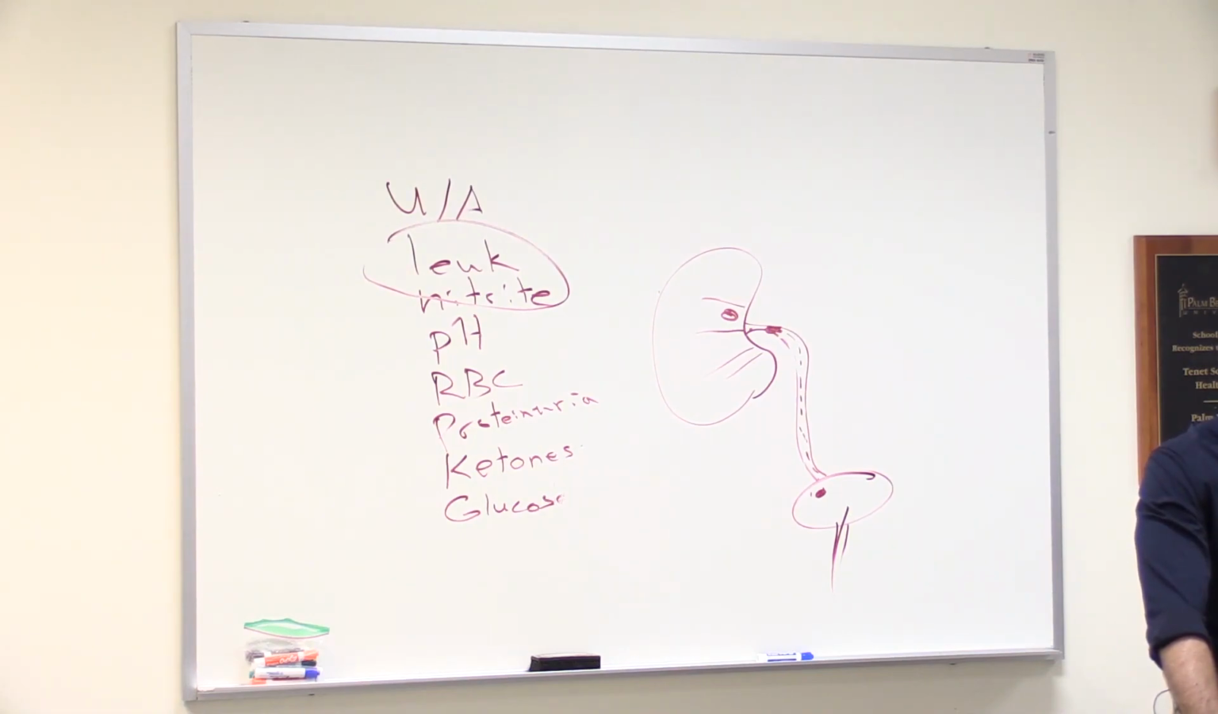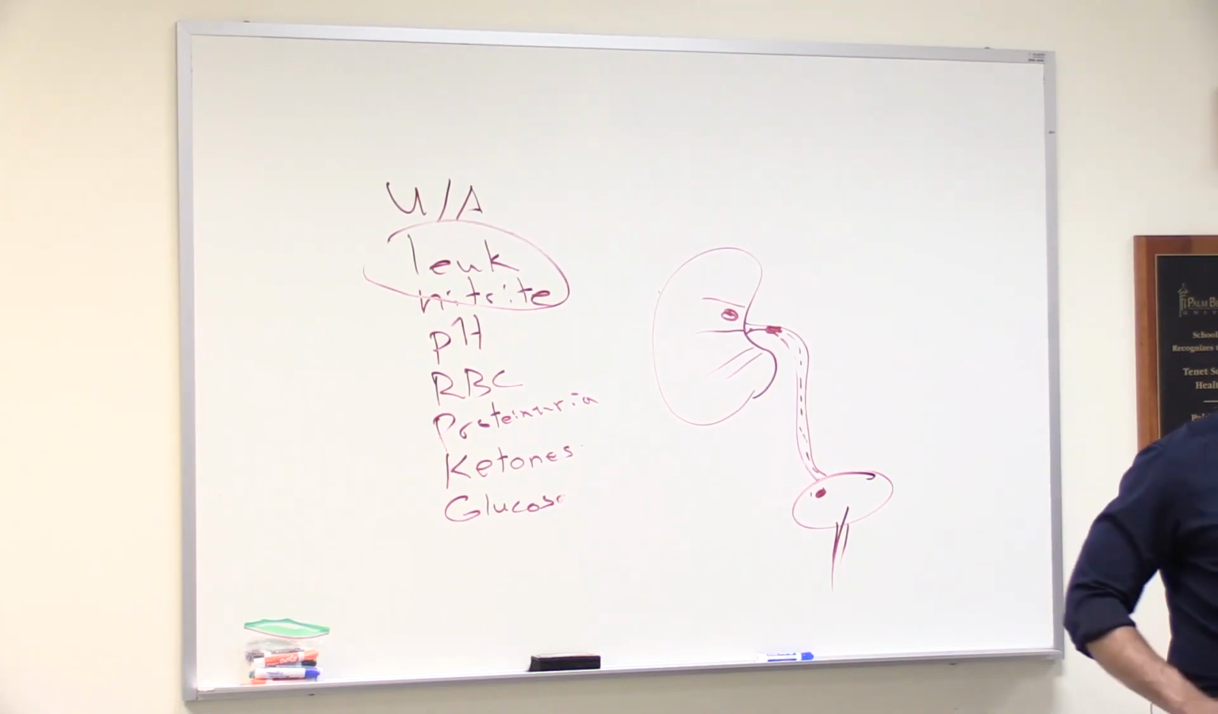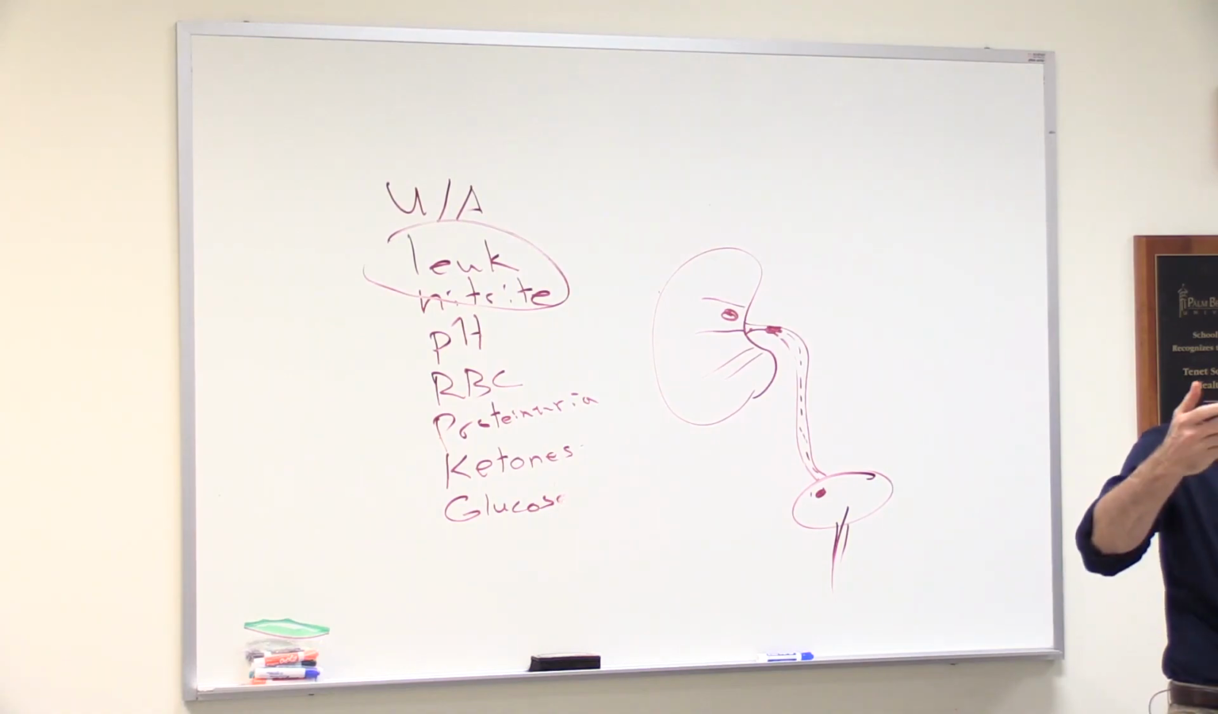Well, you can drink pretty much whatever, but you don't want to drink certain things. So there's 3 different types of stones. The most common stones are oxalate stones. They're calcium oxalate. And if you drink drinks that are high in oxalate, that can actually help the stones to get bigger. So you don't want to drink high oxalate drinks such as cola sodas.